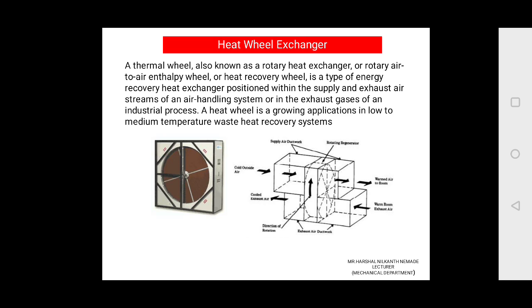Heat wheel exchanger. A thermal wheel, also known as a rotary heat exchanger or a rotary air to air enthalpy wheel or heat recovery wheel, is a type of energy recovery heat exchanger positioned within the supply and the exhaust air stream of the air handling subsystem or in the exhaust gas of the industrial process. A heat wheel is a growing application in the low, medium, and waste heat recovery system.